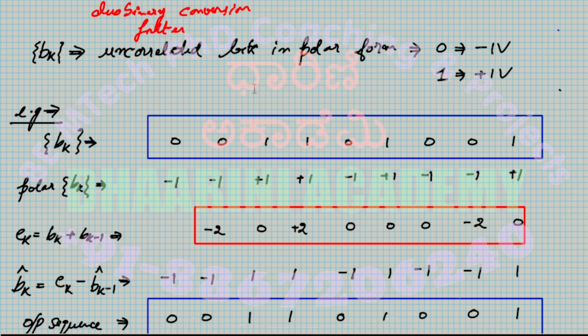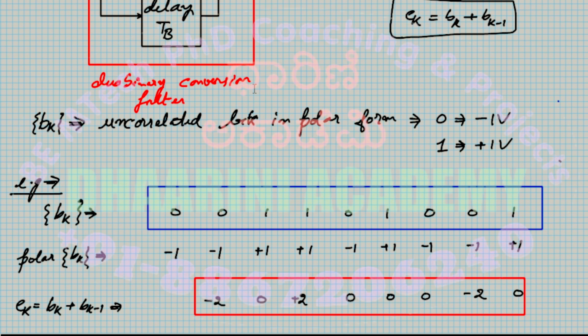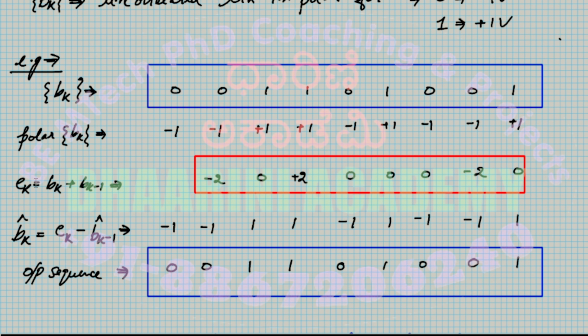Now you see, we always have to assume a value, plus A and minus A. Just for simplicity, we assume that as plus and minus 1. Minus 1 for 0, and 1 indicates plus 1. So this is how the whole encoding scheme works. BK is the first row, that is 0, 0, 1, 1, 0, 1, 0, 0. When I send this, on the receiver side I should also get the same thing. That is the output sequence, which is the last row.